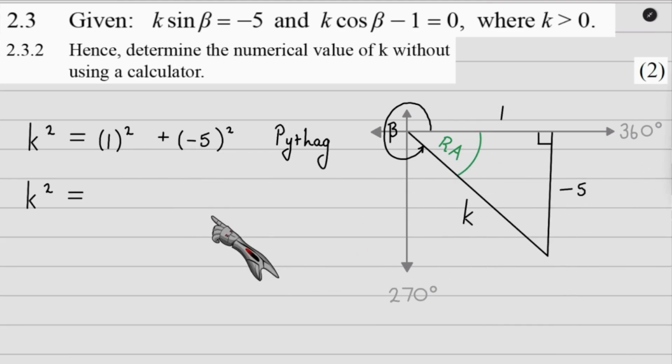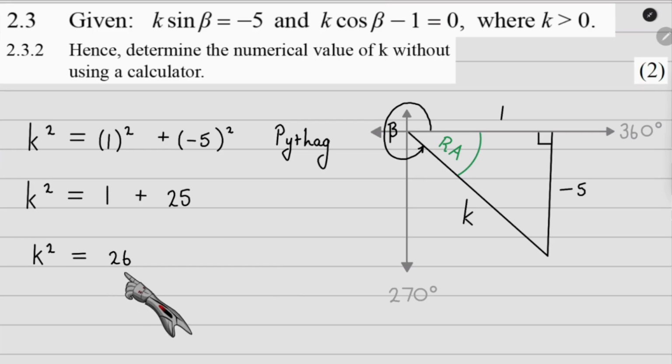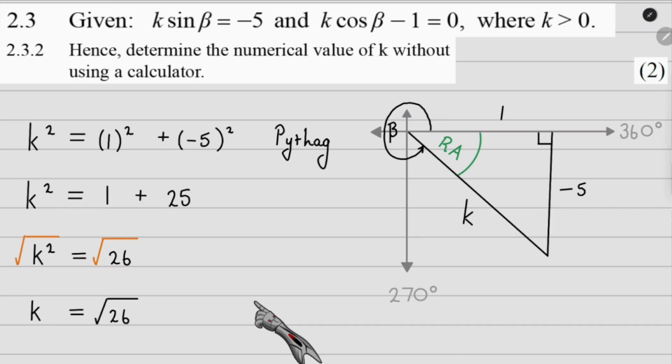Alrighty, so 1 squared is just 1. I keep the plus there. -5 times -5 is +25. So I'll just get a 25 there. 1 plus 25 is 26. And then to get rid of that square, I square root both sides. And then I get k to be the square root of 26. We should get plus minus root 26. But a small rule with sketches is the hypotenuse is always positive. So we always choose the positive one.